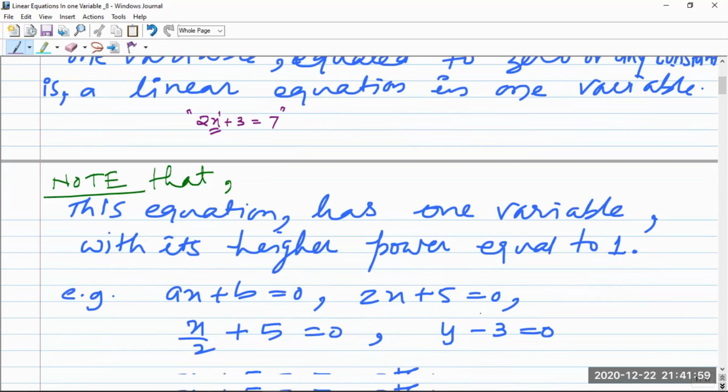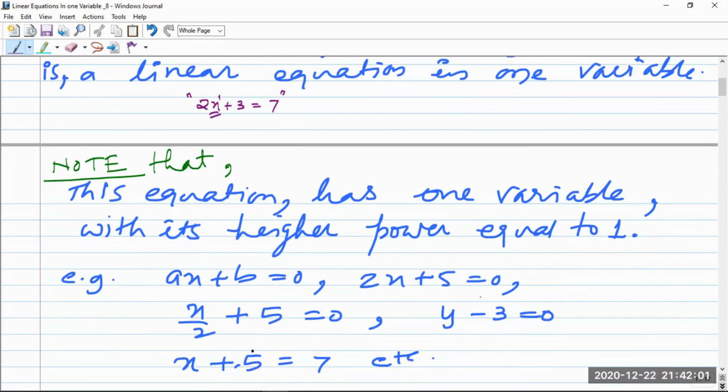In general, the linear equation in one variable is denoted this way, that is ax plus b equal to 0. And the examples will be like this: 2x plus 5 equal to 0, or x by 2 plus 5 equal to 0, or y minus 3 equal to 0, or x plus 5 equal to 7, and so on.